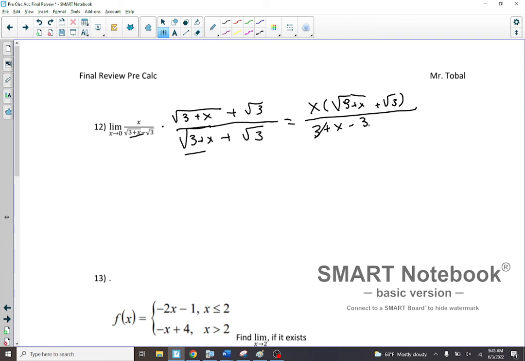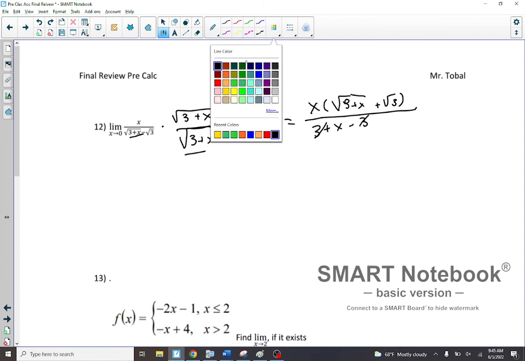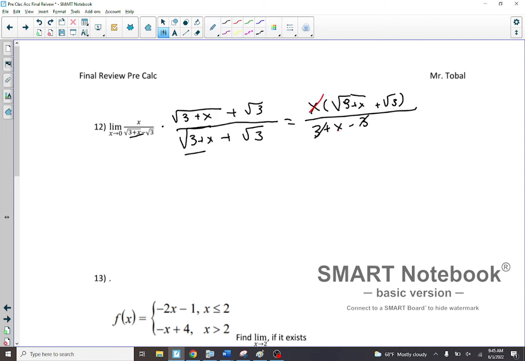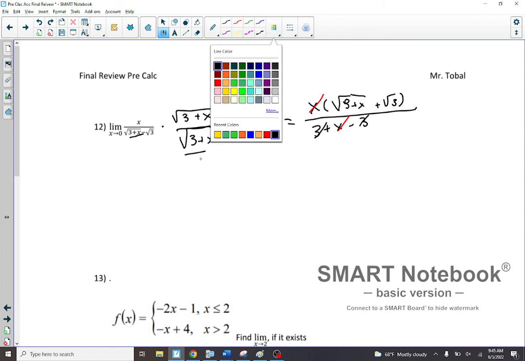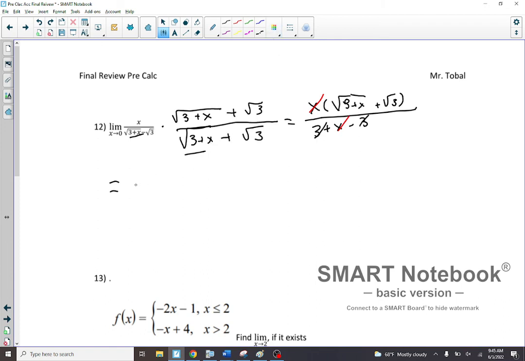Well, 3 minus 3, they cancel out. And then, because I have an x on the top and an x on the bottom, they cancel out. Which means now I'm left over with, on the top, the square root of 3 plus x plus root 3. Wait a second, I could plug in a 0 here and not cause a problem. So I plug in a 0: root 3 plus root 3. Don't get confused, it's going to be 2 root 3. Trust me, one of my fake answers is going to be root 6. Another fake answer is just going to be 3. But don't fall for those, it should be 2 root 3.